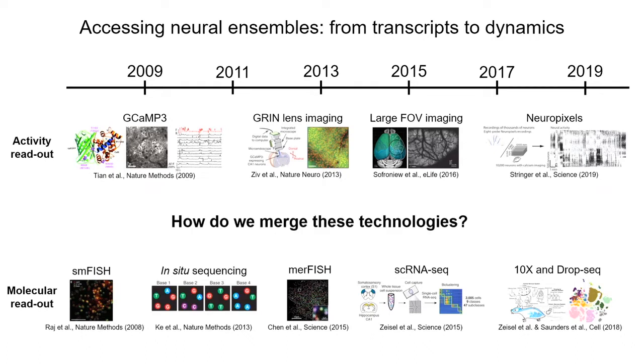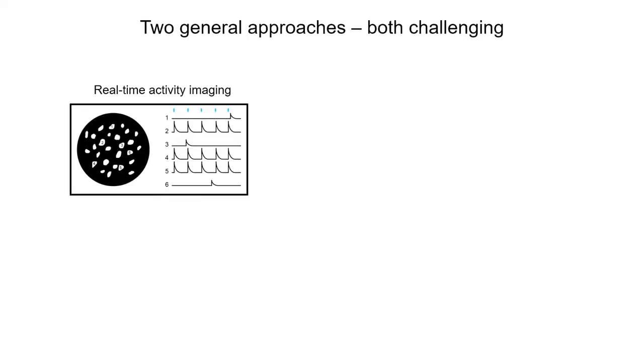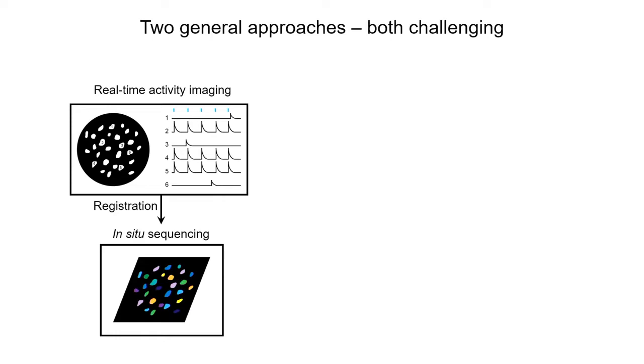So now the challenge is how do we merge these technologies? I think there are two general approaches being taken right now given the existing tools that we have, and both are challenging. The first is real-time neural activity recording, so imaging-based neural activity using voltage or calcium indicators. Here you have access to the fast neural spiking dynamics that you want to see during a behavior. Then following your recording of interest, you can perform in situ sequencing, and then you have a very hard image registration problem to align this information back to your neural activity dynamics.